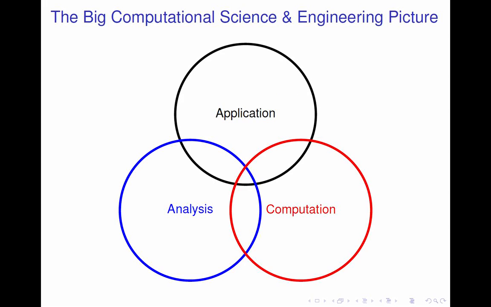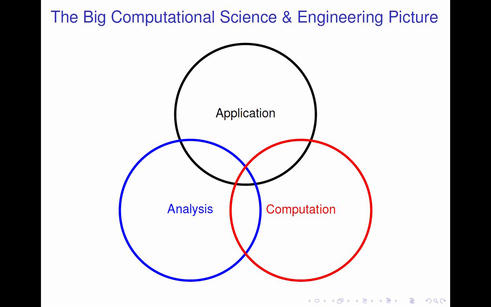This class is about scientific computing, which is, or at least I think it is, a piece of a much bigger picture, which sometimes goes under the name computational science and engineering. So, computational science and engineering is about doing big science with computers, putting together mathematical analysis on the one hand, and computation on the other hand, with some interesting application that somebody else in the world cares about.